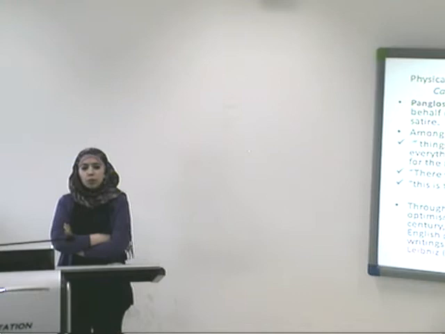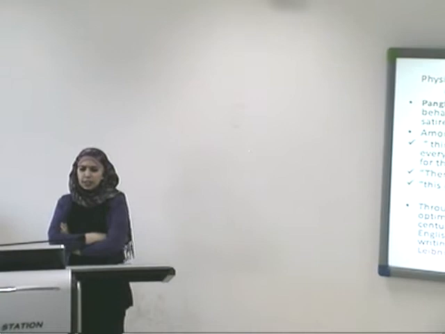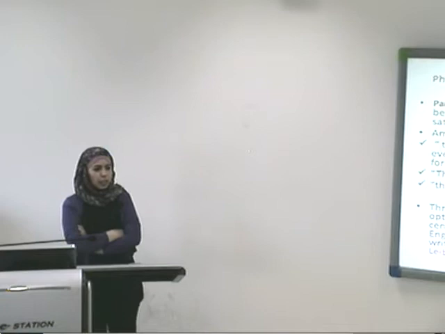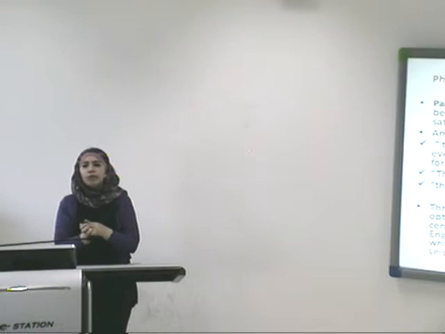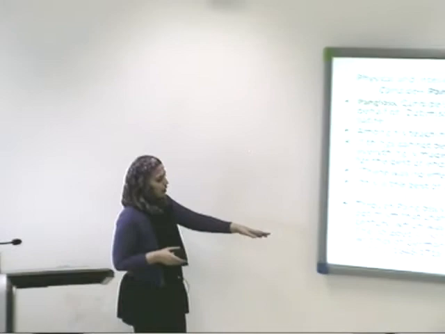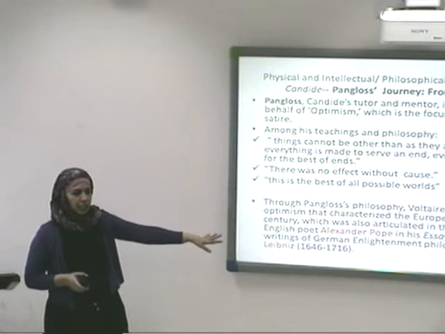Voltaire in this work, through the character of Pangloss, is satirizing, criticizing, mocking a philosophy that was prominent during the 18th century, and that philosophy is called optimism. Okay? So Pangloss is a caricature of a thinker who was one of the leading figures in this philosophy, and that thinker is called Gottfried Leibniz. He lived between 1646 and 1716.